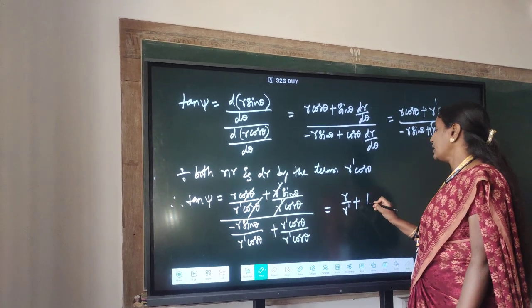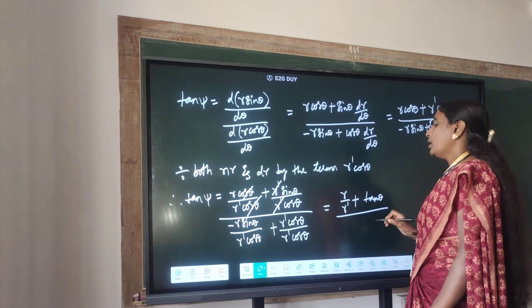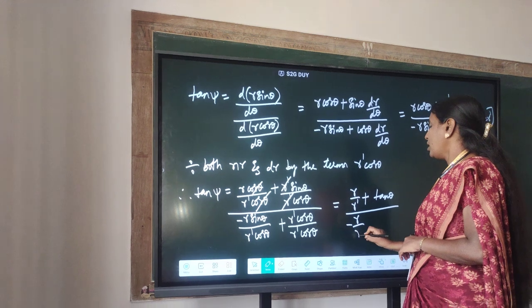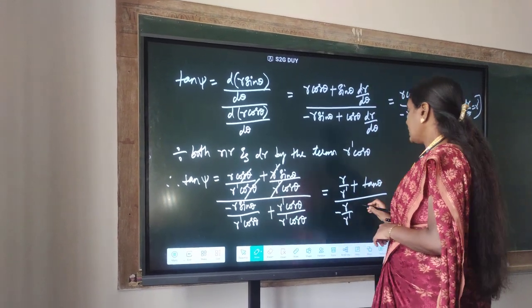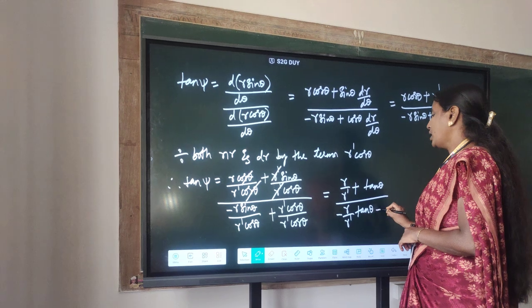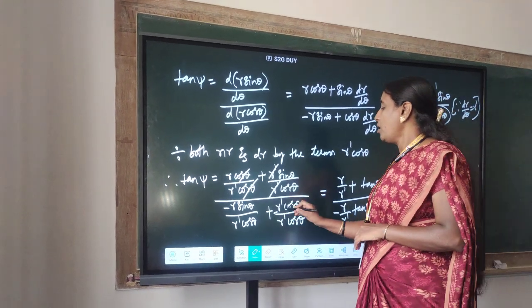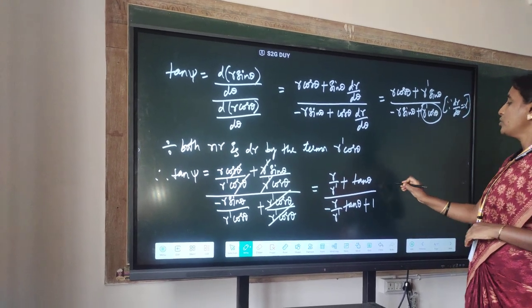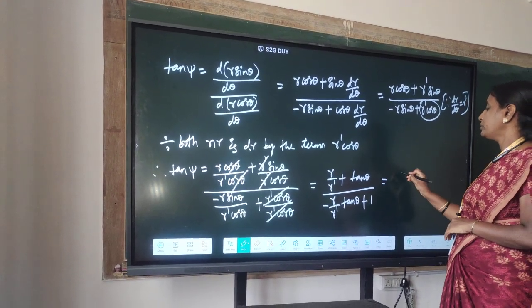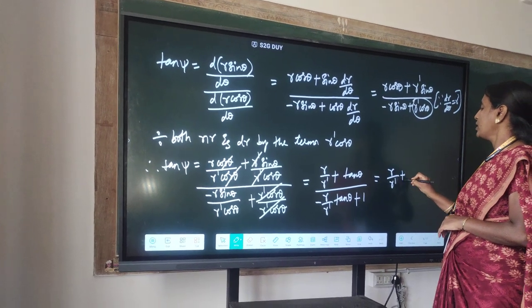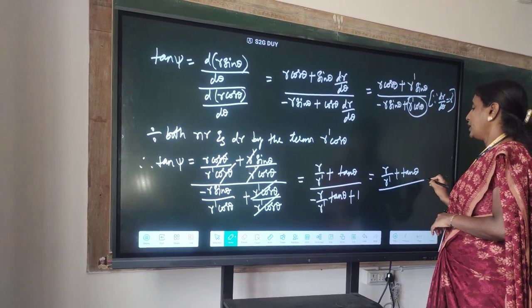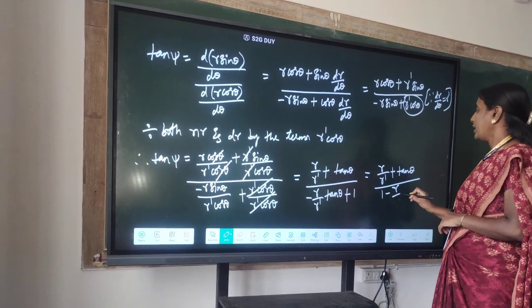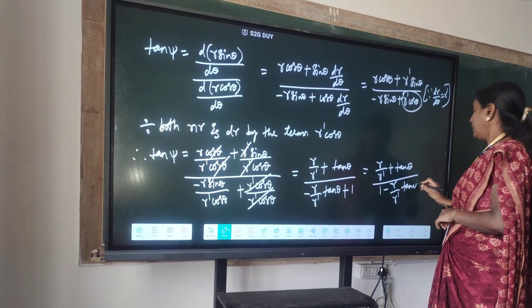Sin theta by cos theta is nothing but tan theta. In the denominator, you can see this is minus R by R dash, sin theta by cos theta is nothing but tan theta, plus R dash cos theta cancels with R dash cos theta and we are left with 1. So if you rewrite, it is R by R dash plus tan theta by 1 minus R by R dash tan theta, giving first preference to the positive term.